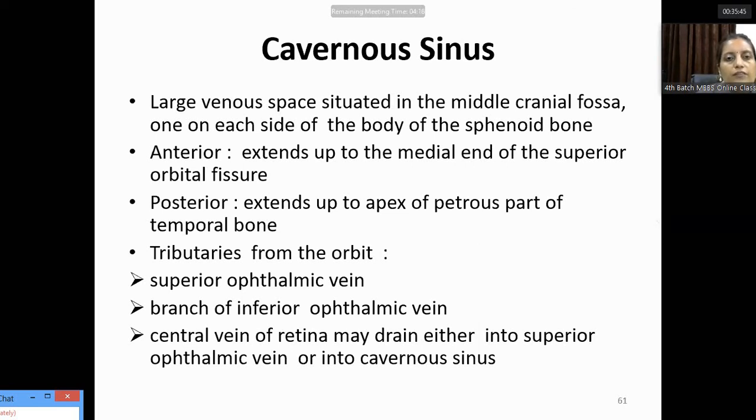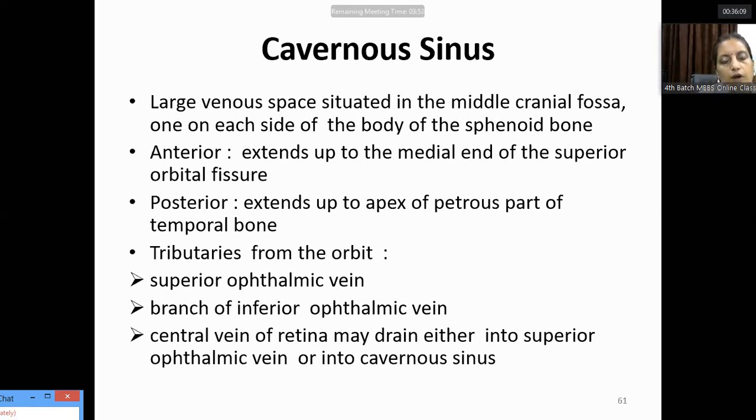The cavernous sinus is a large venous space situated in the middle cranial fossa, one on each side of the body of the sphenoid bone. Anteriorly, it extends up to the medial end of the superior orbital fissure and posteriorly to the apex of the petrous part of the temporal bone. So this is a very important landmark, the cavernous sinus.